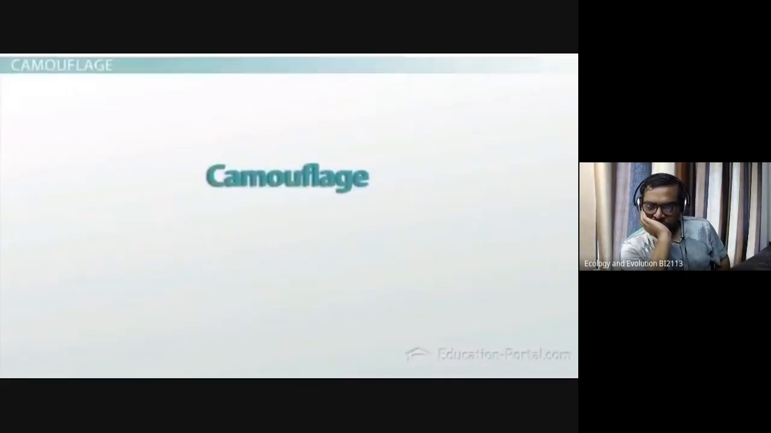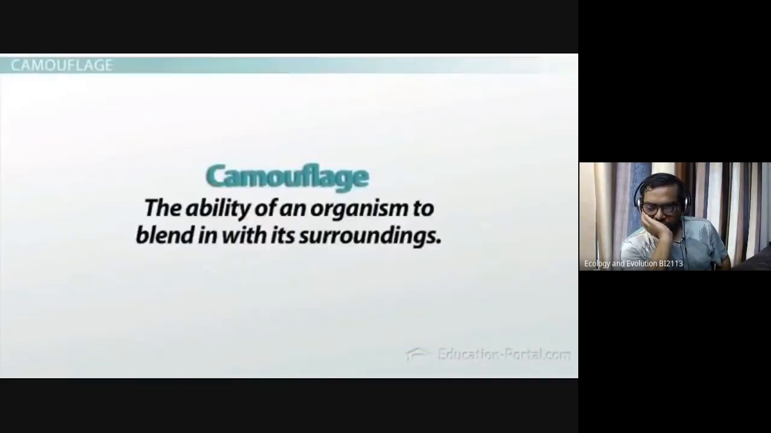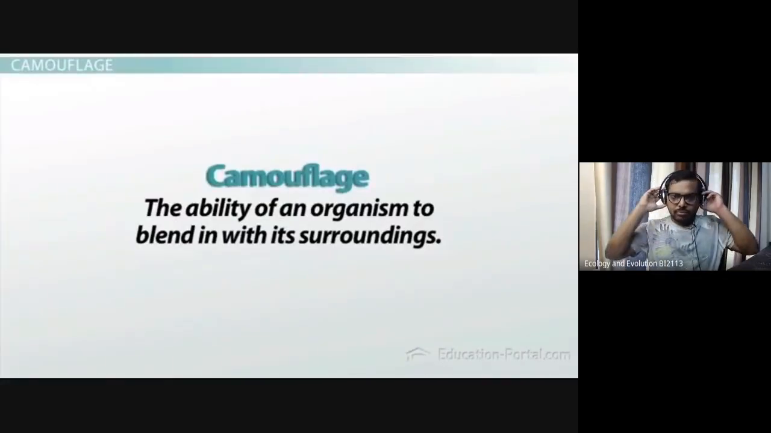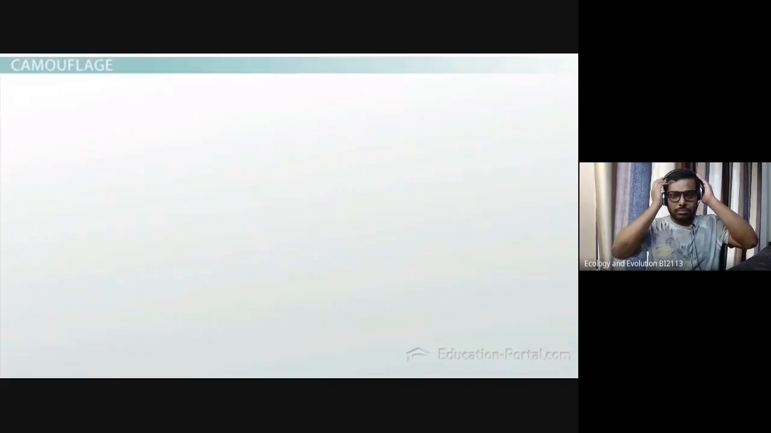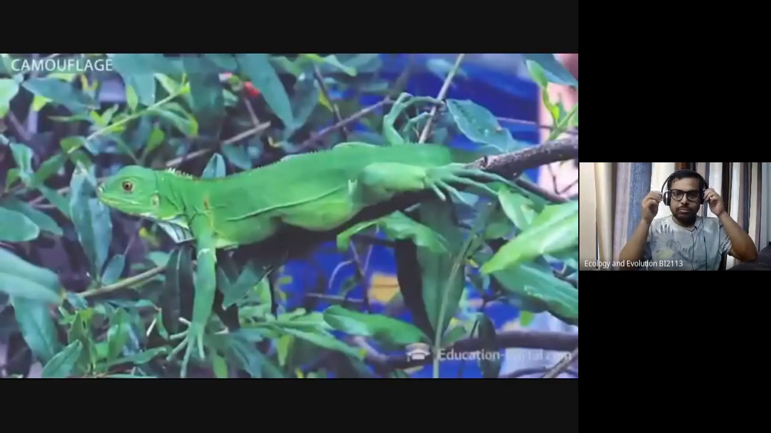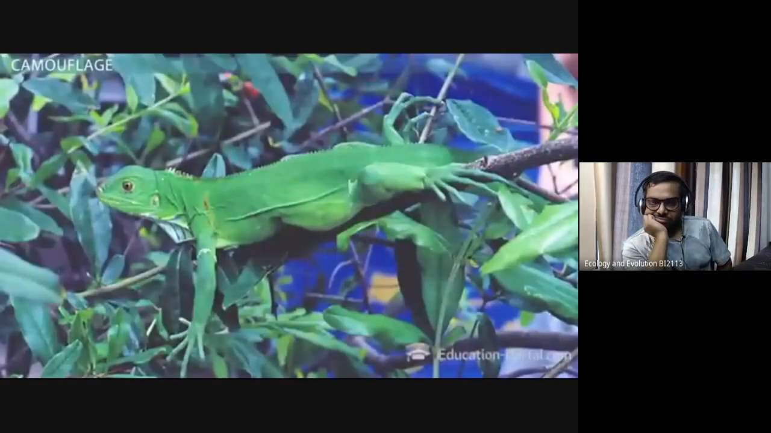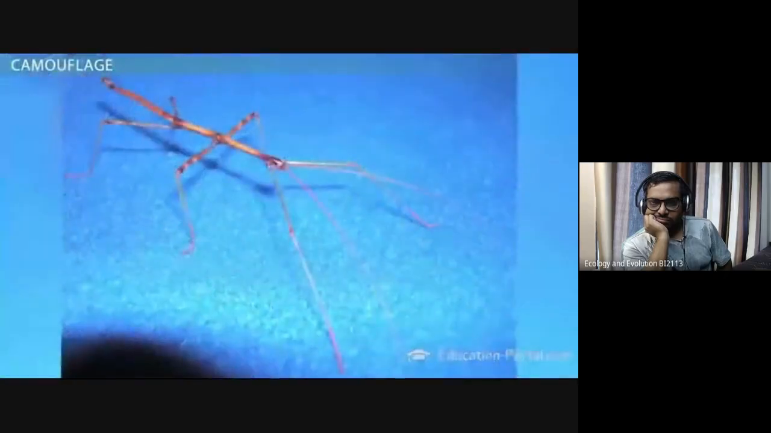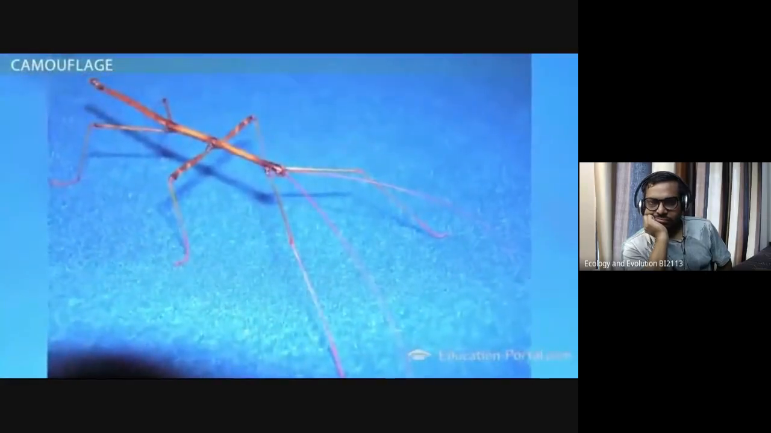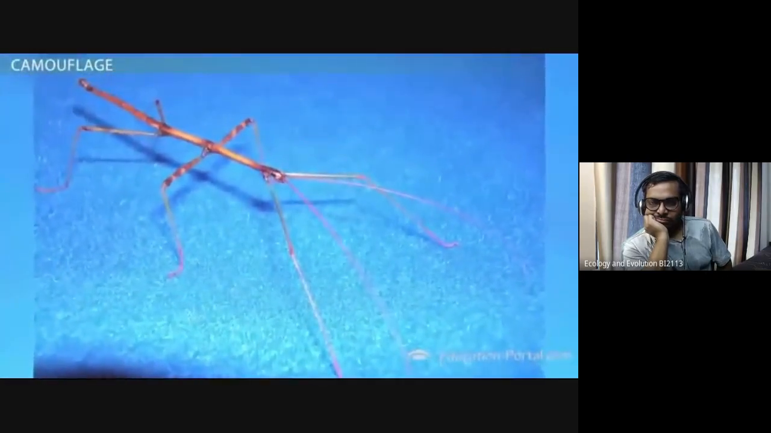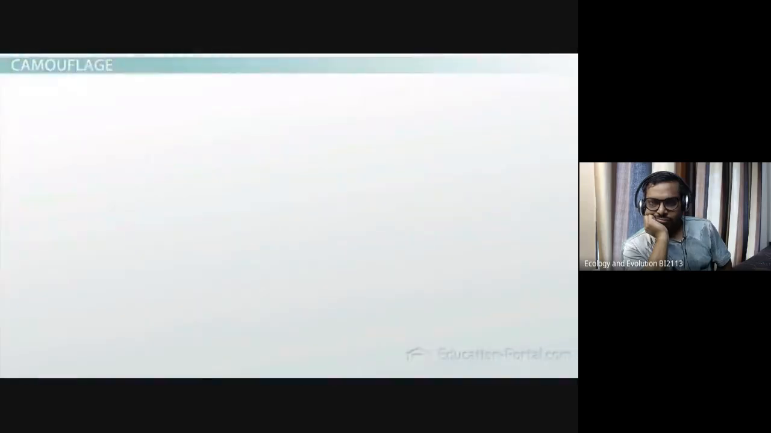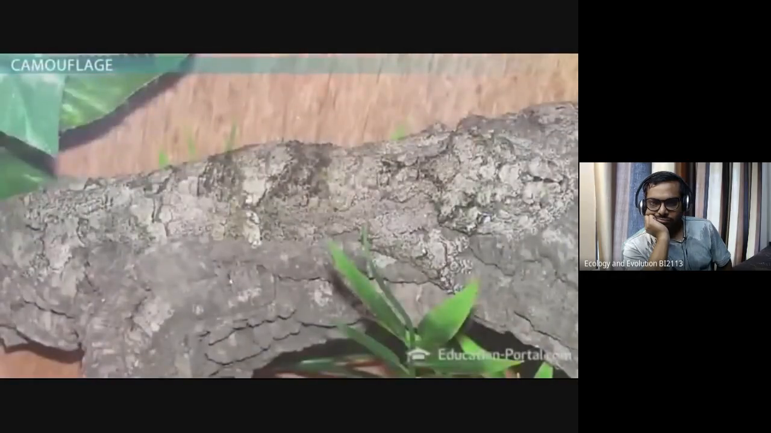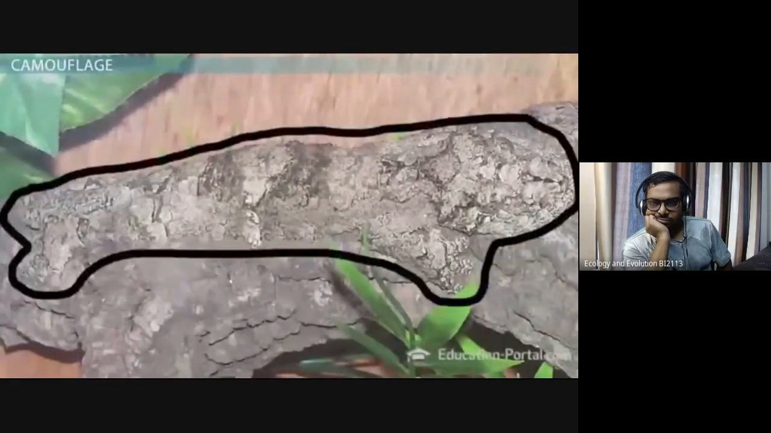One of the most widespread defensive strategies of animals is camouflage, or the ability of an organism to blend in with its surroundings. Camouflage can be as simple as being the predominant color of surrounding vegetation, or it can define an organism's complete morphology, like this walking stick. Some animals have such good camouflage that they literally disappear in their natural habitat. Can you find the camouflaged animal in this picture? Here it is. It's a leaf-tailed gecko that blends in with the bark of a tree.